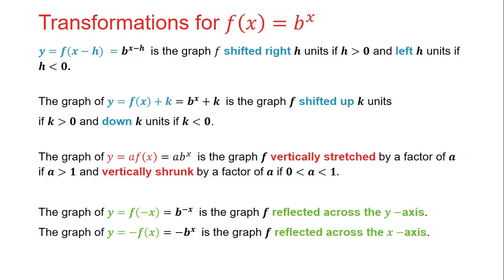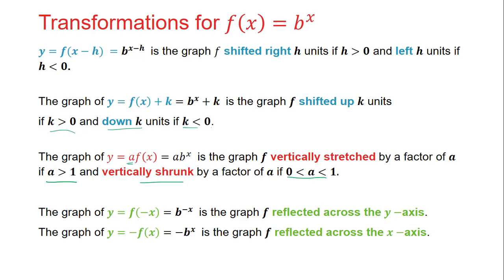The graph of y equals f of x plus k, which is b to the x plus k, is the graph of f shifted up k units if k is greater than 0, and down k units if k is less than 0. And then the graph of y equals a times f of x, that is, we have this multiplier, which in this case would be a times b to the x, is the graph of f vertically stretched by a factor of a if a is greater than 1, and vertically shrunk by a factor of a if a is between 0 and 1.